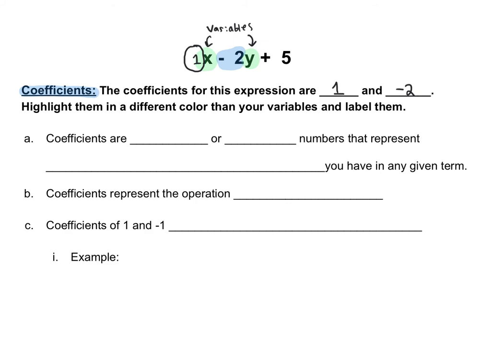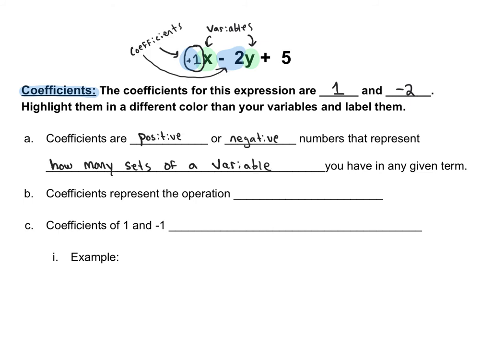And then also, not only does this 1 have an invisible 1 in front of it, but since there is no negative in front of it, that means it's a positive 1. So you can go ahead and draw a positive 1 in there too, and highlight those, and get those labeled.